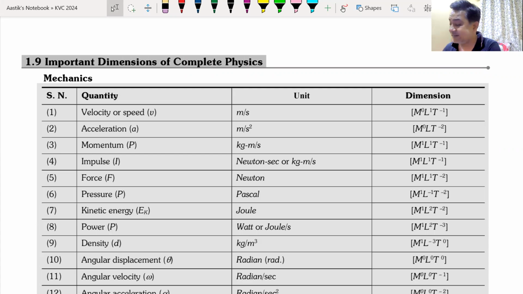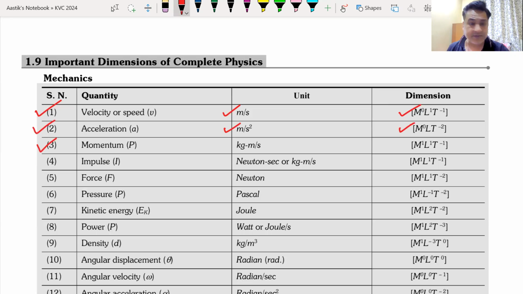I hope everyone can see my screen. The first quantity is velocity or speed. We have already seen the SI unit. SI unit is meter per second, and the dimension is, M is not there, therefore M0, if you want to write, you can write M0, LT minus 1. Acceleration we had also discussed. SI unit meter per second square. Dimension is M0, mass is not there, LT minus 2. We'd also discuss momentum.